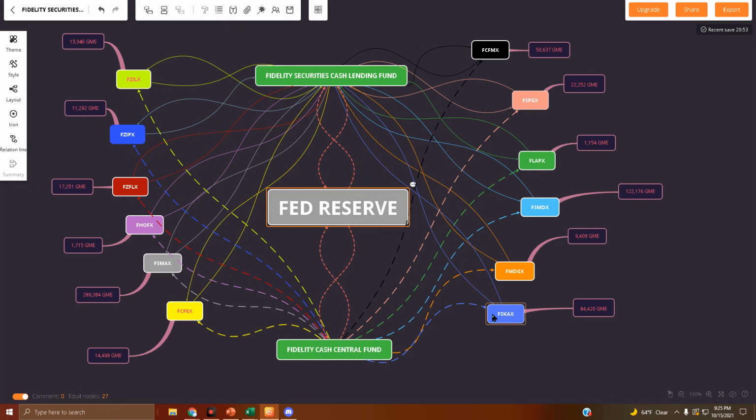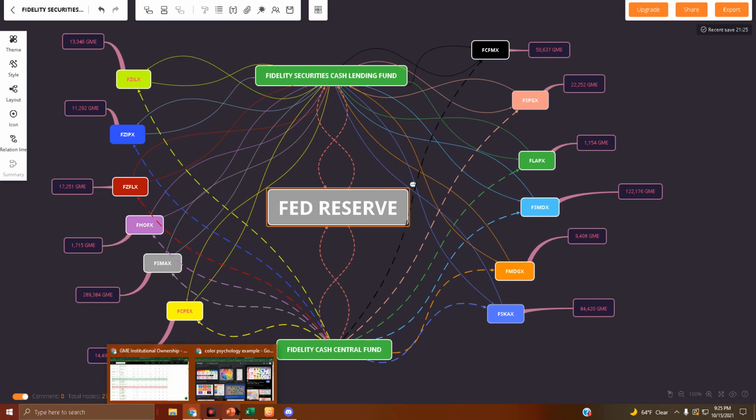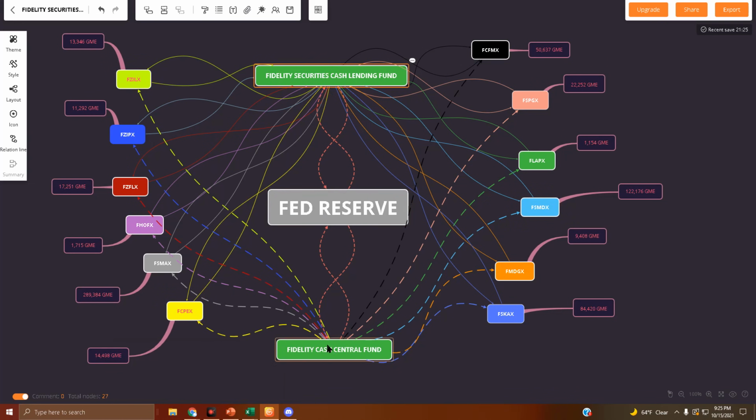So these are all of the funds with GameStop. I've put each individual share amount here. They've all reported an individual amount of shares. So these are all inside of the Fidelity Securities Cash Lending Fund, and they're all also inside of the Fidelity Cash Central Fund. Now, the significance of this is that these 2 big players right here pass through the Fed Reserve. They interact with the Fed Reserve on a daily basis. So we know that they have basically 12 funds within their cash fund and their securities lending fund that are both exposed to the Fed Reserve.